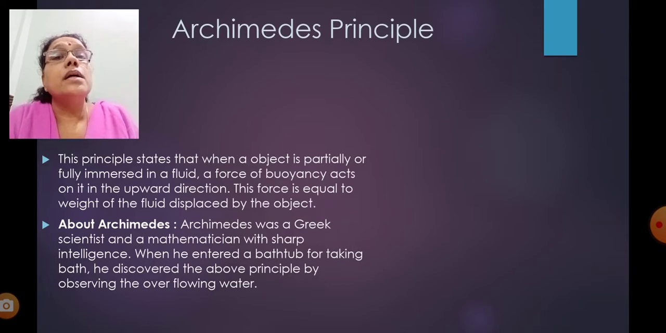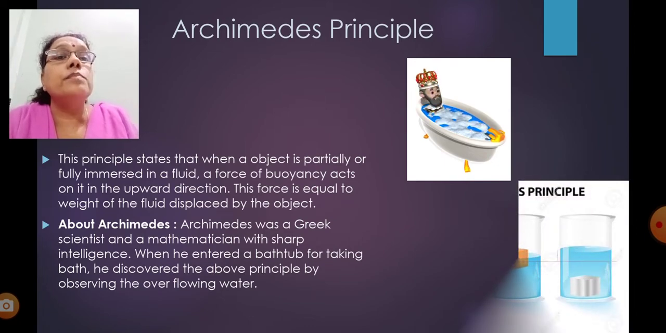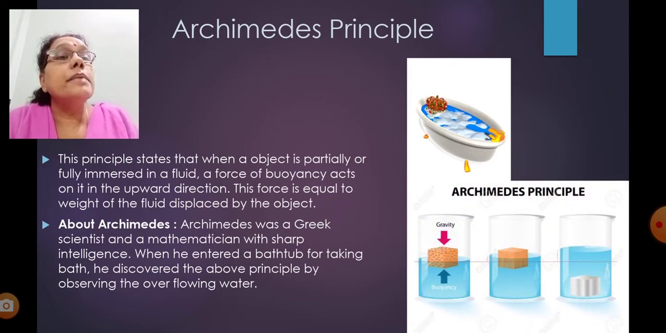Archimedes' principle. This principle states that when an object is partially or fully immersed in a fluid, a force of buoyancy acts on it in the upward direction. This force is equal to the weight of the fluid displaced by the object. About Archimedes the scientist: Archimedes was a great scientist and a mathematician with sharp intelligence. When he entered a bathtub to take a bath, he discovered the above principle by observing the overflowing water.